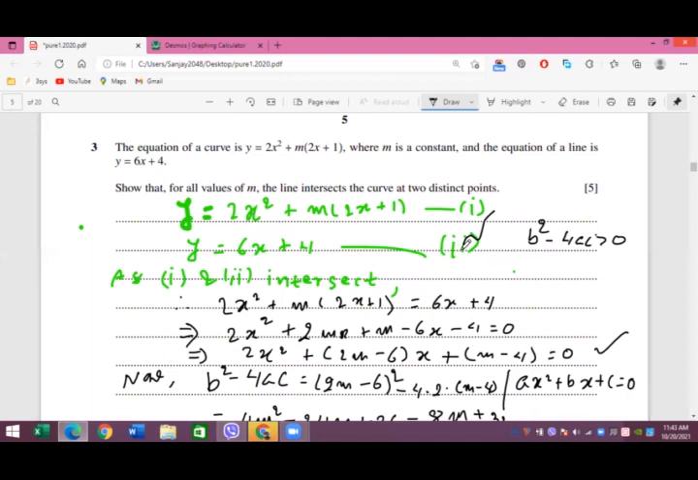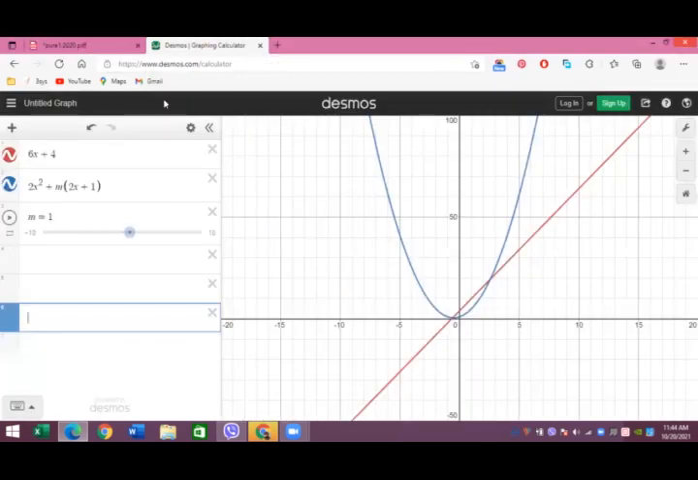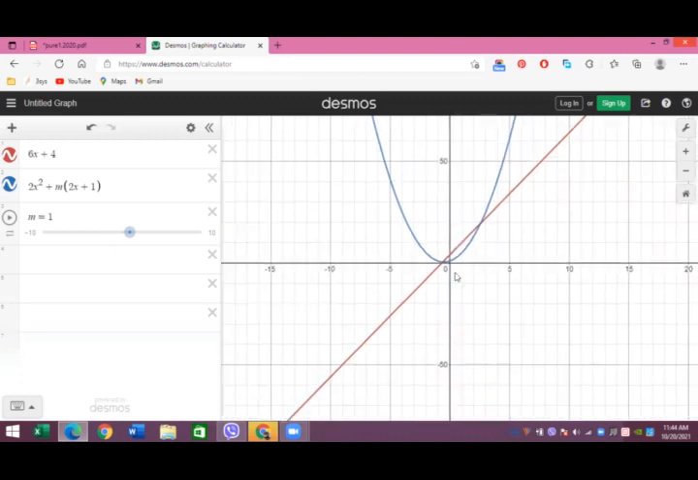So at this time I am using the Desmos graph. So just copy these two equations to your Desmos graph. So you can see here we have one equation of a straight line as 6x plus 4 and another equation that is for the curve. You can see it in the blue color over here. So that is for 2x squared plus m times 2x plus 1, and you can see that the curve and the line intersect at two different positions over here, two different points. So here are two different points like this.